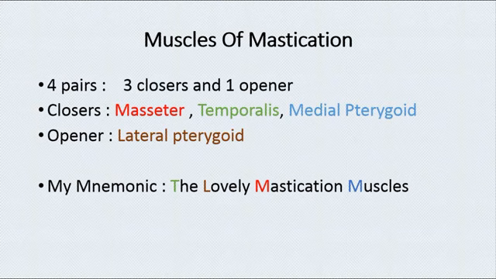My mnemonic for these muscles is simple: the lovely mastication muscles, because everybody loves eating, I'm sure about it. So T for temporalis, L for lateral pterygoid, M for masseter, and again M for medial pterygoid. I hope you will like it.